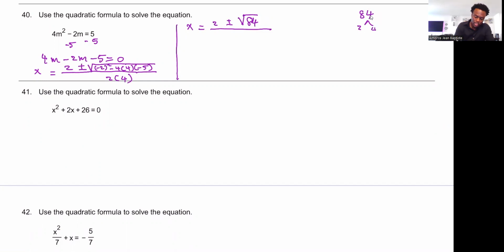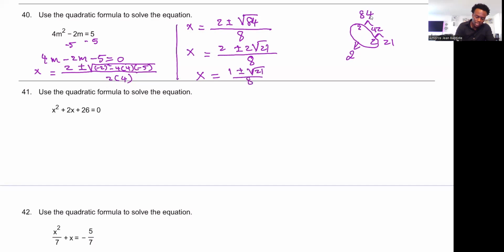2 times 42, right? Break it down again. 2 times 21. And then we're solving a square root, so 2 comes out. So we're not forgetting that's 8 on the denominator. So next, you got x equals 2 plus minus 2 square root of 21, right? Over 8. Simplified by 2, we got x equals 1 plus minus square root of 21 over 4.